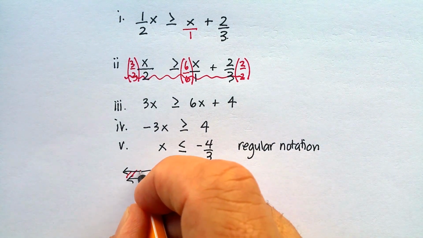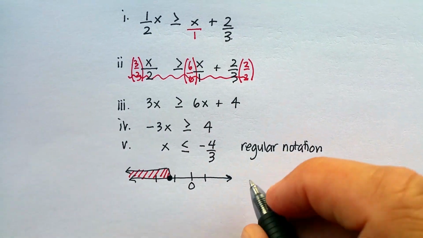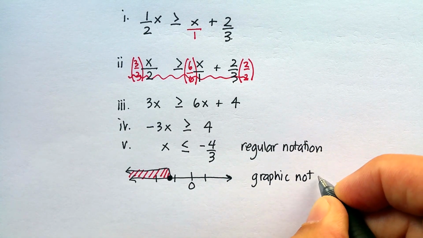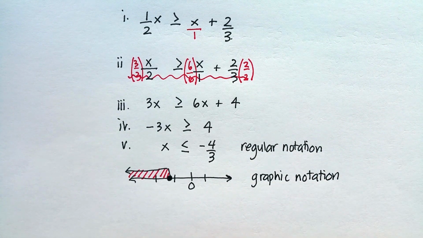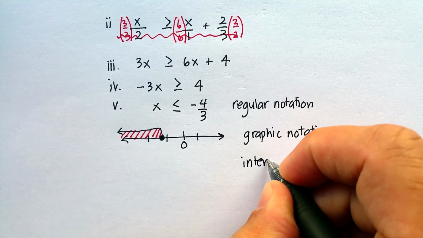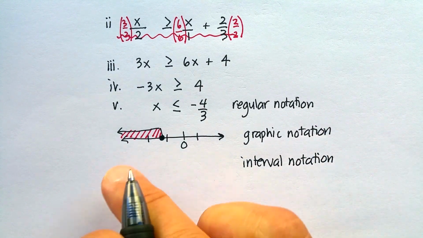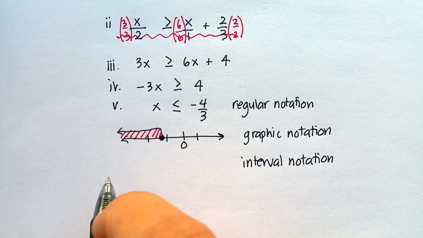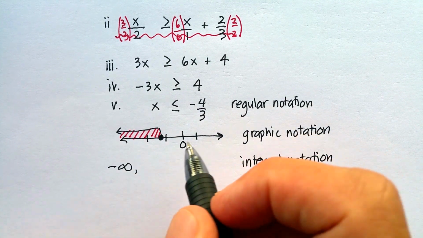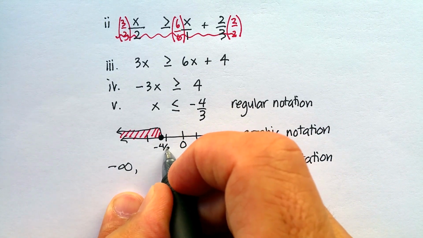So again, that means that graphically, anything shaded should work in the problem. So here's my graphic notation. And finally, let's just go ahead and use the interval notation now. And remember, interval notation says you start in the far left of the graph, and it's a negative infinity, right? Because it just keeps on going. Then you put a comma, then you go to the far right of the graph, and it looks like it's -4 over 3.